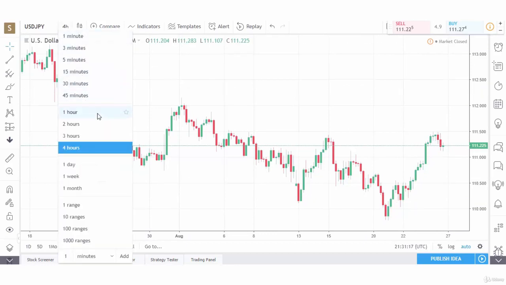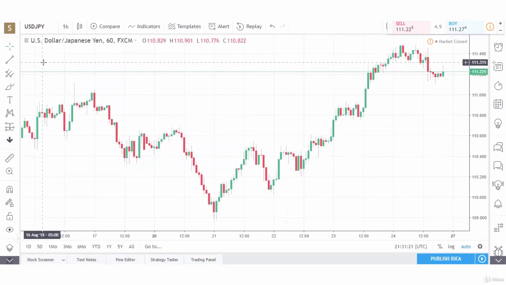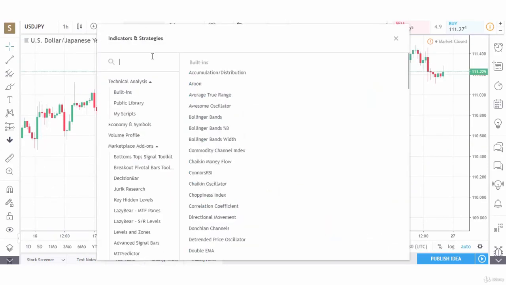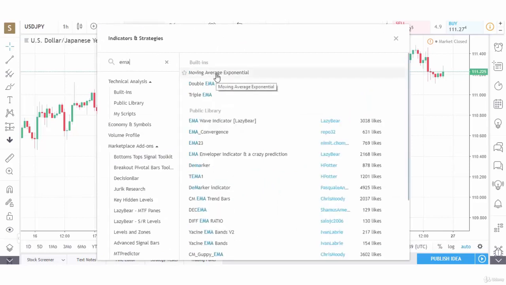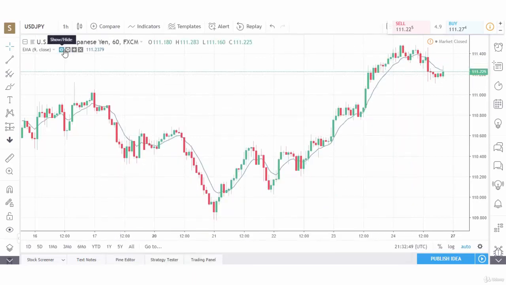Now we're going to go to the hourly chart, and we're going to set up our exponential moving average. We're going to go to indicator at the top, type in EMA to get moving average exponential. We'll close that. We'll come over and these are our settings for our moving average. And what we're going to use is a 20-day and a 5-day. Our 20-day is going to be our slow line, and our 5-day is going to be our fast or our signal line.